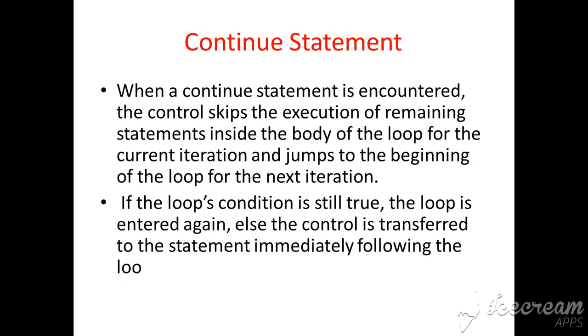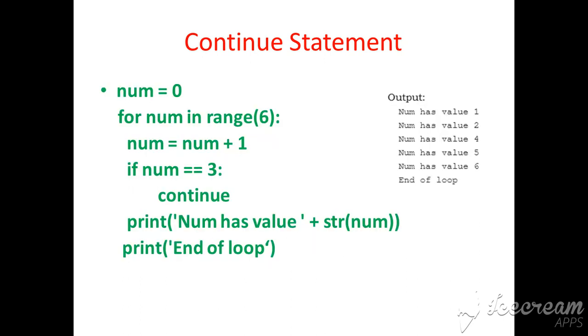Here when the continue statement is encountered, the control skips the execution of the remaining statements inside the body of the loop for the current iteration and jumps to the beginning of the loop for the next iteration. Here, if the number equals 3, then the next statement is continue, so the print statement is not executed. It automatically goes back to the for loop again. Then it takes the values 4, 5, 6. So this is the use of the continue statement.